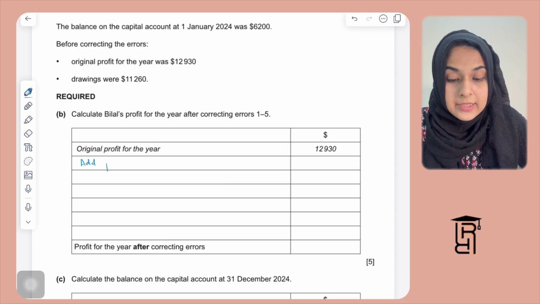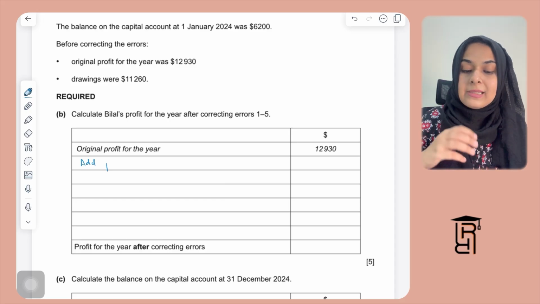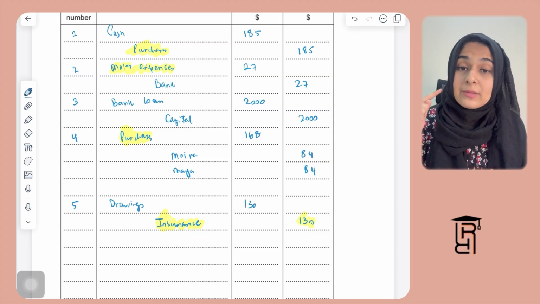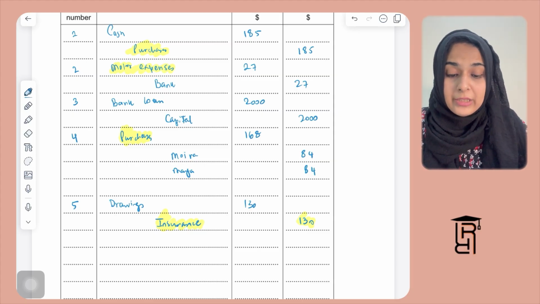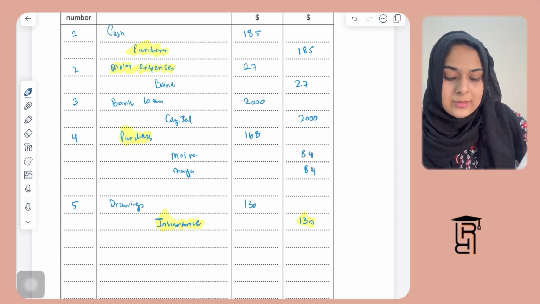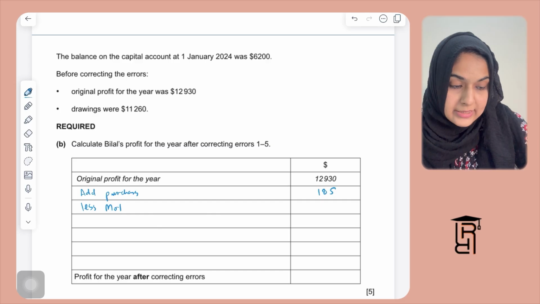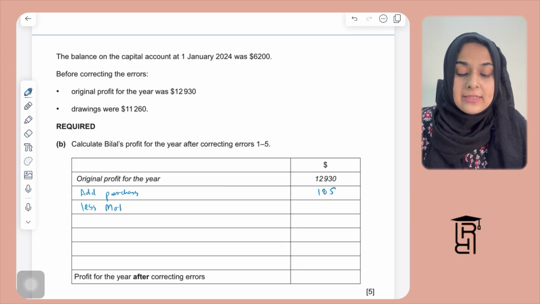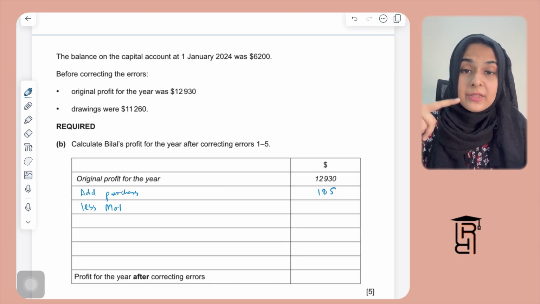Okay, the next one here, motor expenses is being debited. Whenever expenses are debited, expense is increasing. When expense is increasing, profit is supposed to decrease. So I'm going to write here less motor expenses, $27. I will subtract this, and the next thing that is going to affect is debit purchases. When I'm debiting purchases, that means I'm increasing purchases.